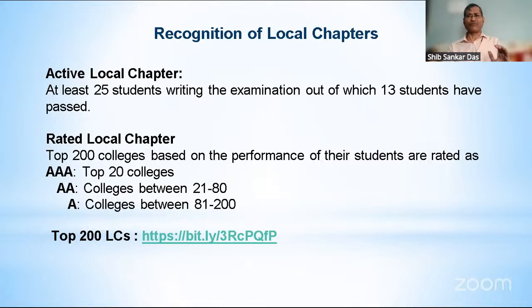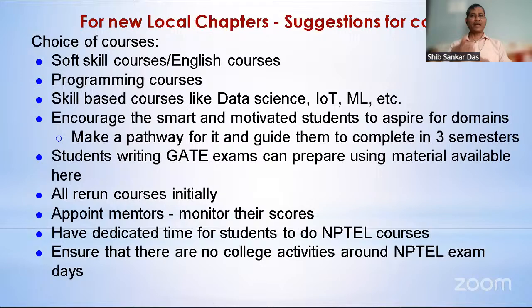Second, based on the performance of individual candidates, the rating will be calculated for each college, and the top 200 colleges will be rated as AAA, AA, or A. The top 20 colleges will be AAA. Then some colleges will be AA, and the remaining colleges will be marked as A. These ratings are for a particular semester only. Every semester, after the results are declared, this will be recalculated.